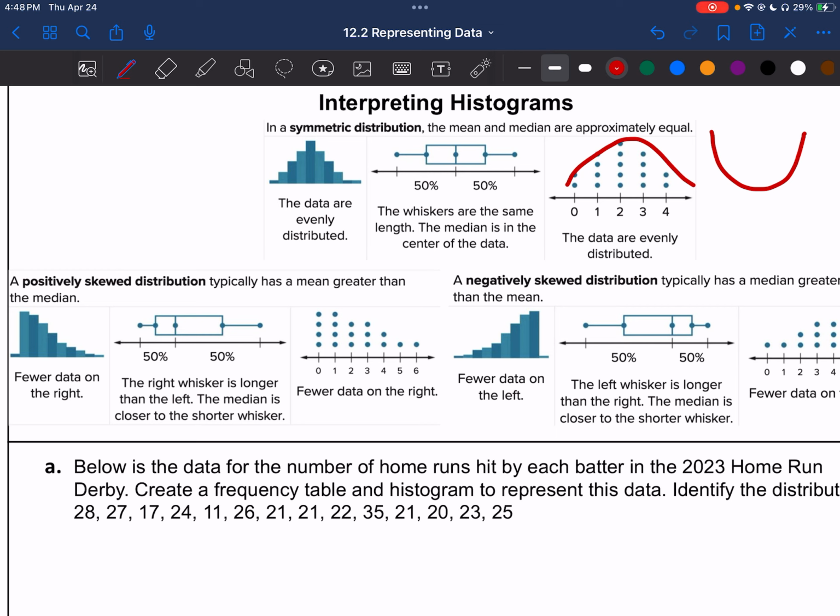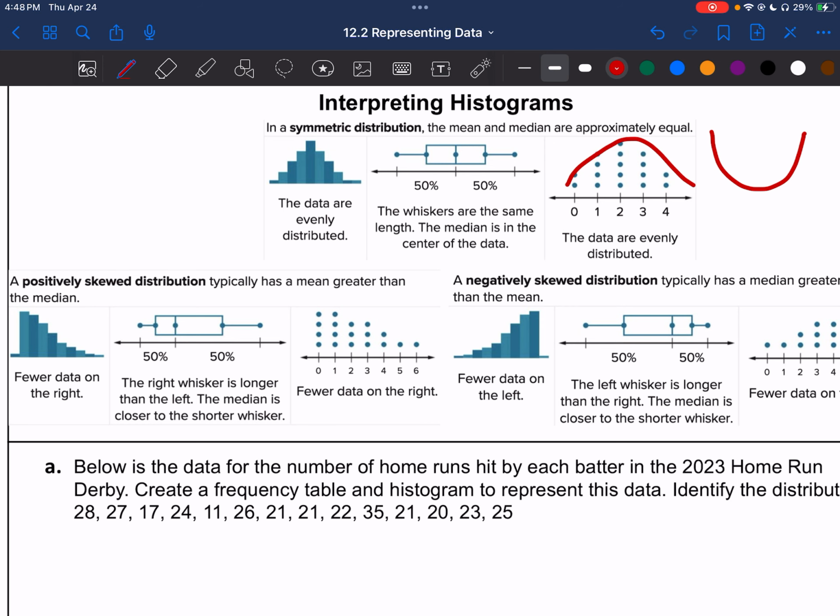Conversely, when it's negatively skewed, we can see it most clearly on the box and whisker plot. Your left whisker and the left half of the box are bigger. They're stretched out more because you have a bigger range of values in that end of it.